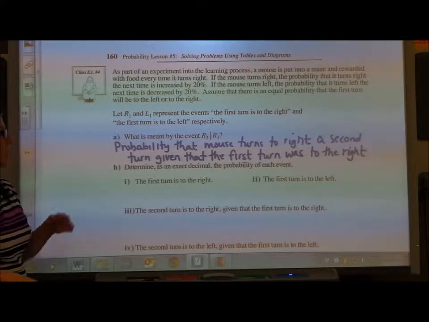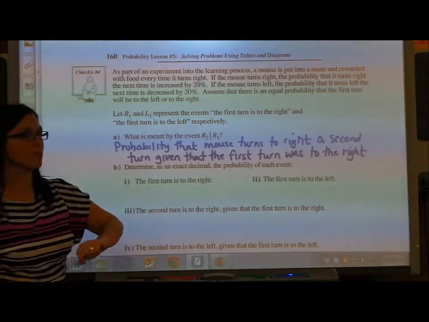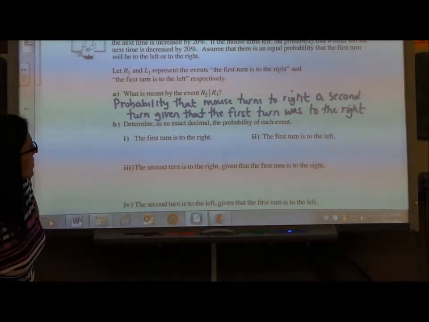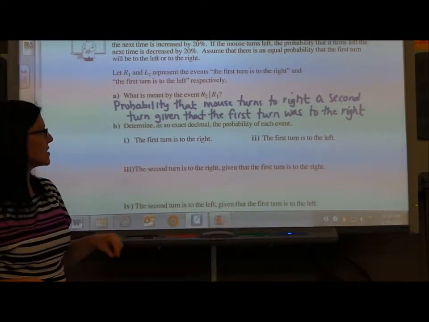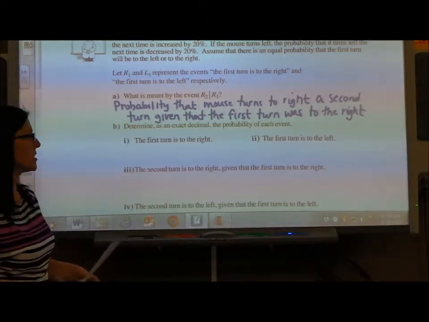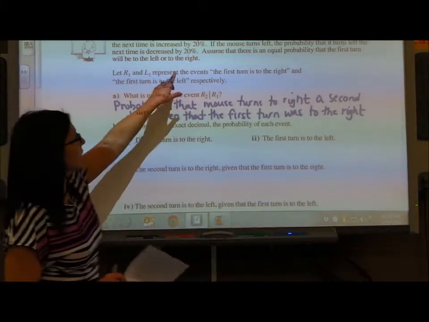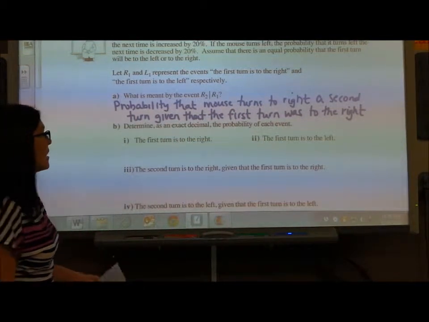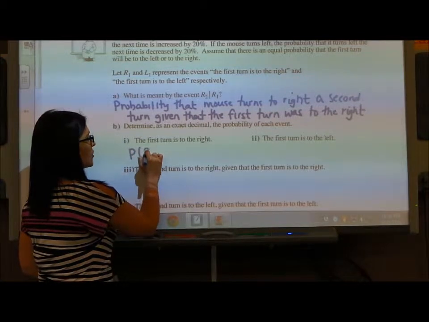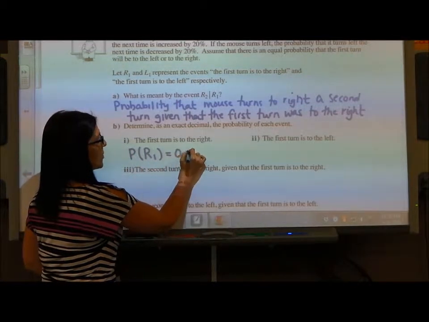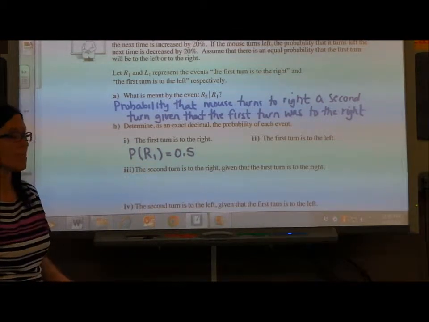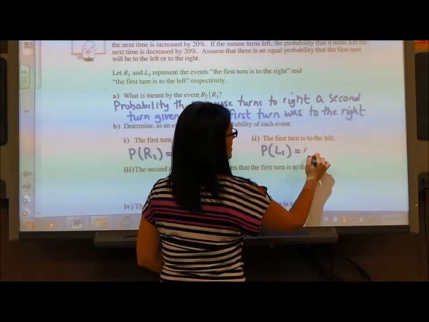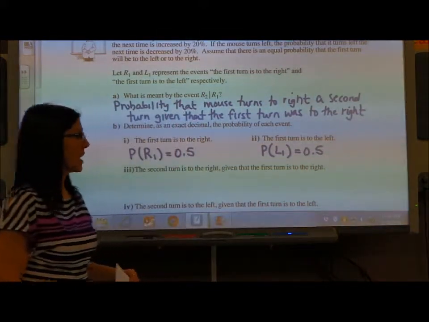So R2, R1 means that the second turn is to the right given that the first turn was to the right. Determine as an exact decimal, what is the probability that the first turn is to the right? Well, if we read back, it says assume there's an equal probability that the first turn will be to the left or to the right. So the probability that the first turn is to the right is 0.5, or a 50% chance. The probability that the first turn is to the left is also a 50% chance.